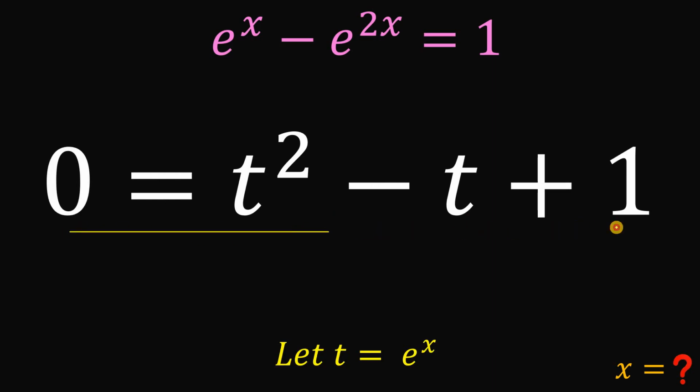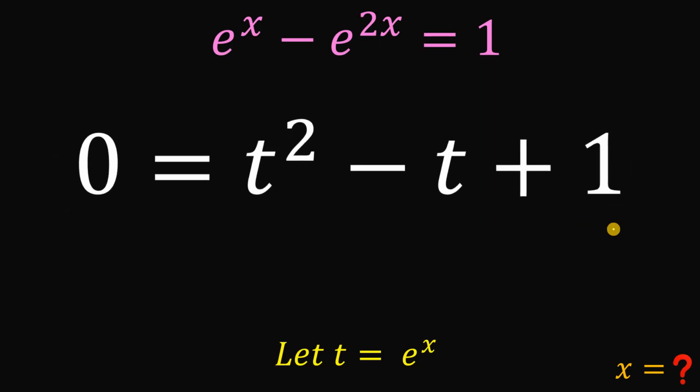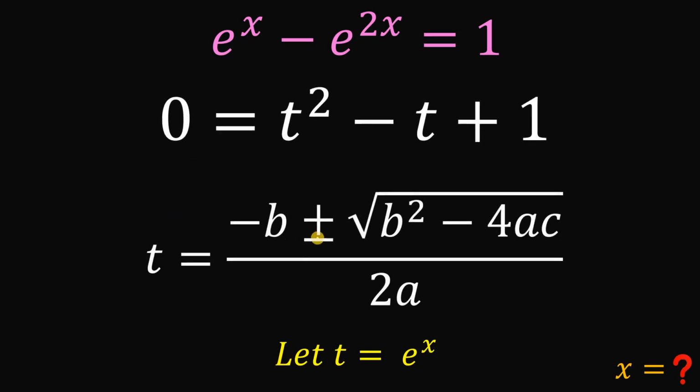And I will tell you that this quadratic equation is not factorable, so what we're going to do is to use the quadratic formula. So, we have negative b plus or minus the square root of b squared minus 4ac, all over 2a. And what is a in this formula? The a is the coefficient of t squared, which is 1. This b is the coefficient of t, which is negative 1. And c is the constant term, which is again positive 1.